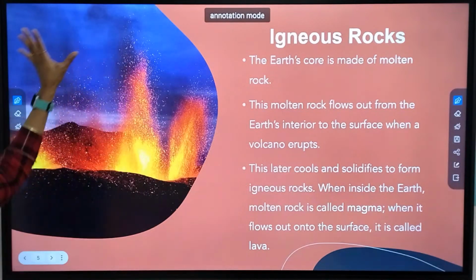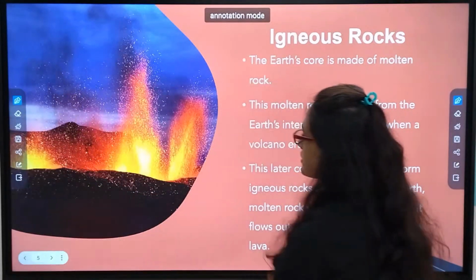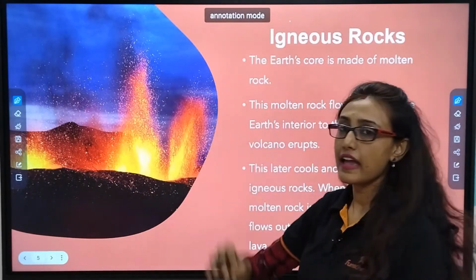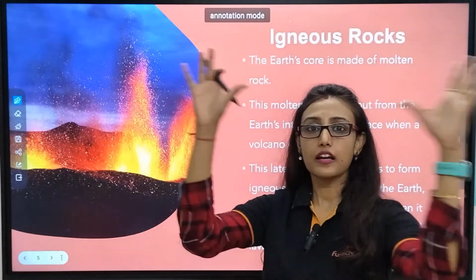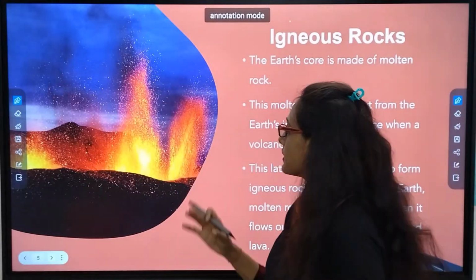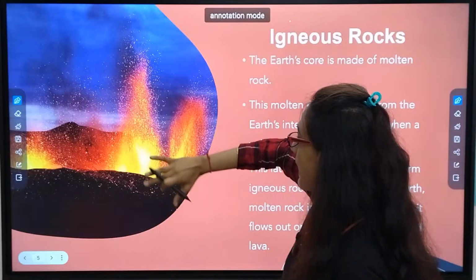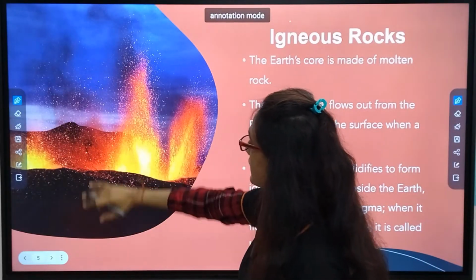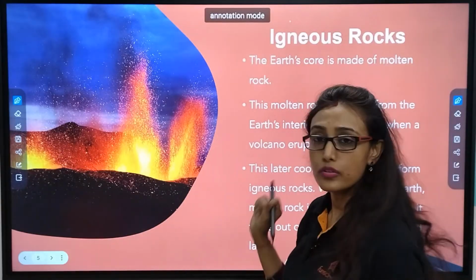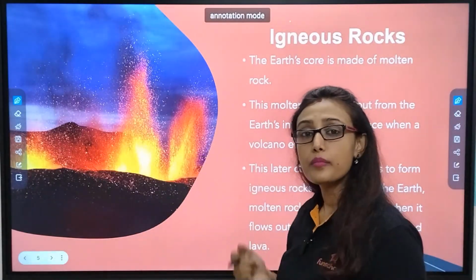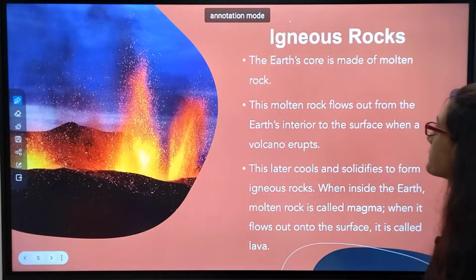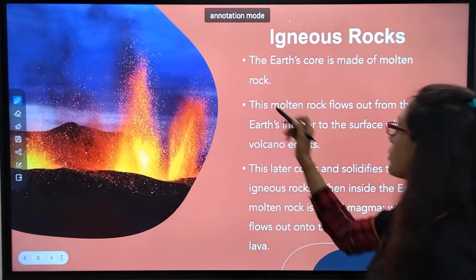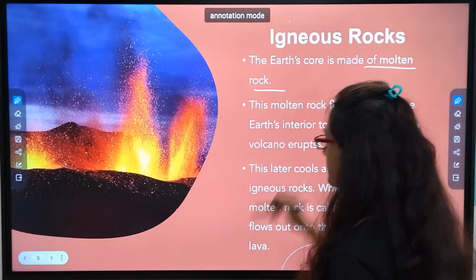Look at this picture first. See how the volcanic eruption is happening. Just like when you burst a cracker, the fiery things happen. Just see how it is coming out of the earth's innermost part. The core is made up of molten rock. What does that mean?